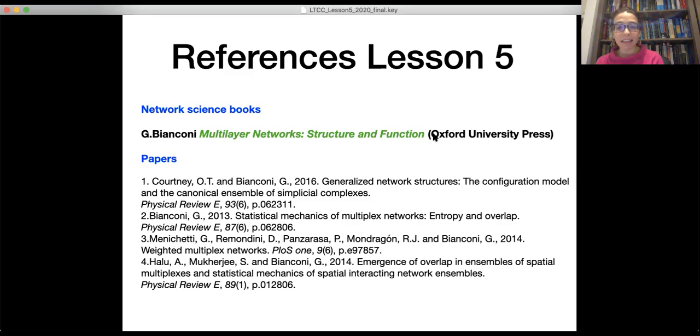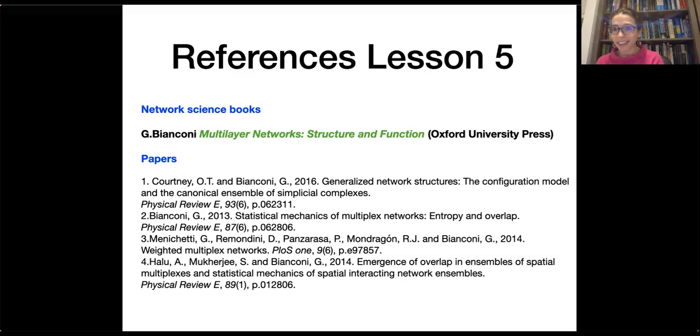These are the references: of course, my book, Multilayer Networks, and this article with my student Owen Courtney on generalized network structure. This is the first article in which I introduced multi-links. This is an article on weighted multiplex networks with Giulia Menchetti and a large collaboration of people at QMUL and in Bologna. And this is a paper with Arda Alu, who was my student, on spatial multiplex networks.